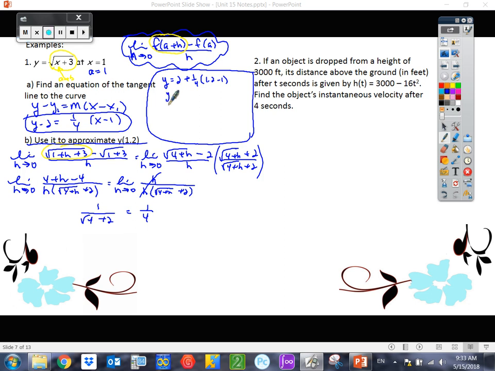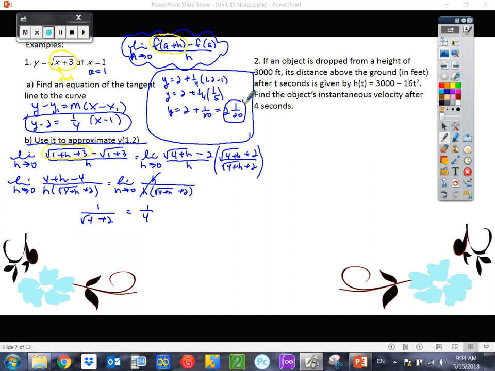So let's keep going. So I have 2 plus 1/4. So we know that 1.2 minus 1 is 0.2. And I really don't like mixing decimals and fractions. I really don't like that. So I'm going to turn 0.2 into a fraction. Right? 0.2 is 2/10, which is 1/5. So I'm going to make that 1/5. So y equals 2 plus 1/20, which is 2 and 1/20.